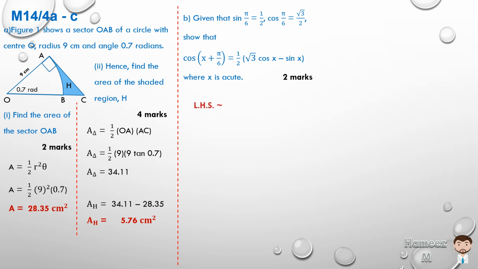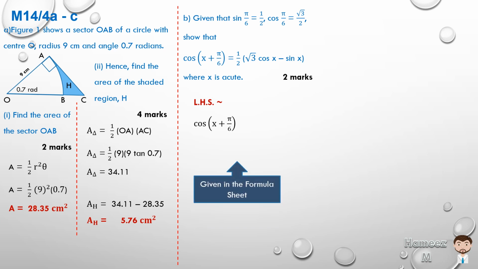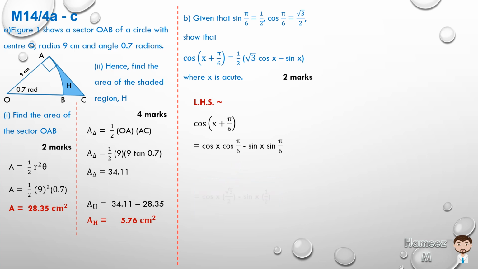So let's use the left-hand side, cos(x plus pi on 6), and we can use the compound angle formula. Remember, cos(a plus b) is equal to cos a cos b minus sin a sin b. So we can expand, and this will give us cos x cos pi on 6 minus sin x sin pi on 6. And we know cos pi on 6 and sin pi on 6, they were given above, so we can substitute. So that's going to give us cos x by root 3 on 2 minus sin x by a half. And we can factorize out the half, so it's going to give us a half (root 3 cos x minus sin x), which is equal to the right hand side. So we have proven the trigonometric identity.